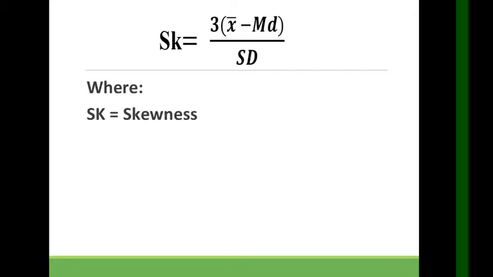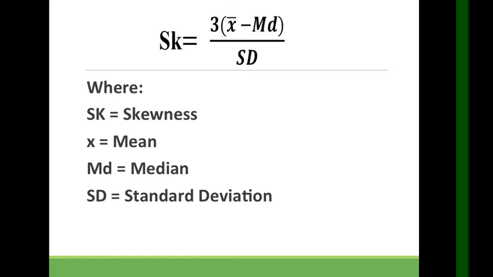skewness. So for the skewness, we have the formula Sk equals 3 quantity mean minus median, divided by the standard deviation, where Sk is equal to skewness, x is the mean, m is the median, S the standard deviation, and 3 is a constant number.